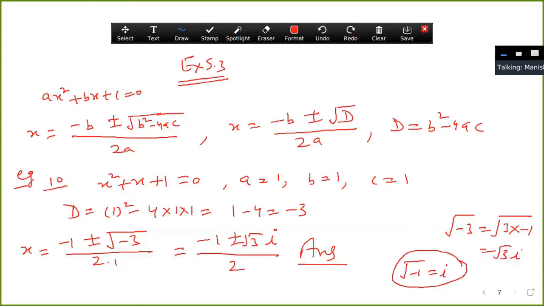This chapter 5, complete exercise 5.3 and 5.1.